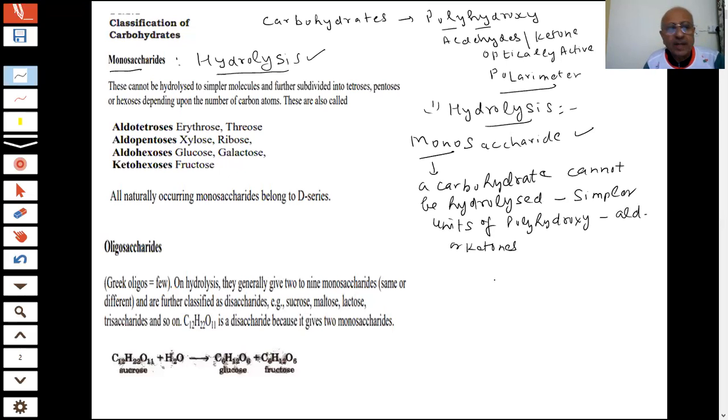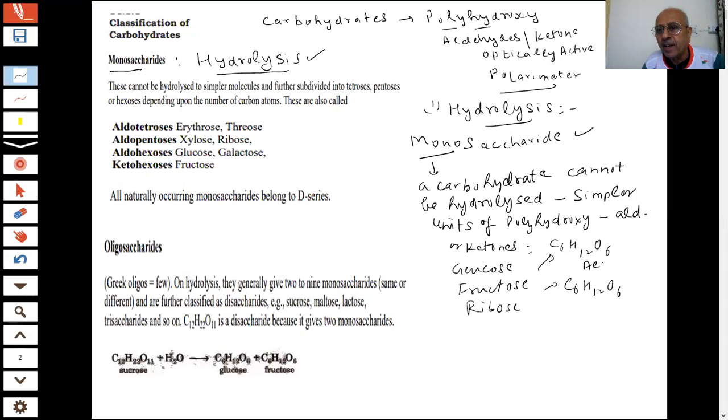So the examples of this are glucose and fructose. We are going to discuss their formulas also. We are just mentioning right now glucose, fructose, ribose. They are monosaccharides. They cannot be hydrolyzed into simpler units of polyhydroxy aldehydes or ketones. The formula of glucose is C6H12O6. This is our glucose. The formula of fructose is also C6H12O6. But glucose contains an aldehyde group, and fructose contains a ketonic group. We'll be discussing the structures of both of these compounds.